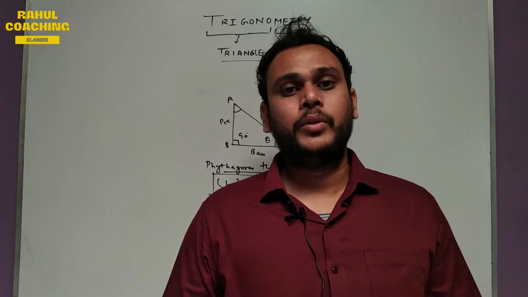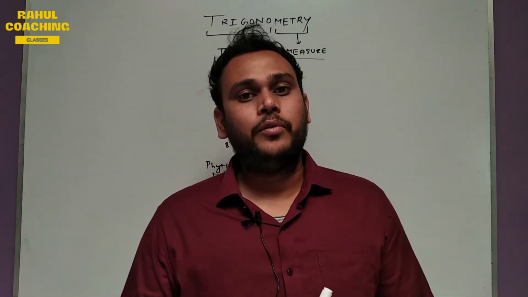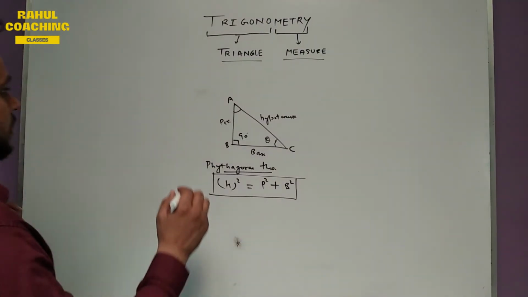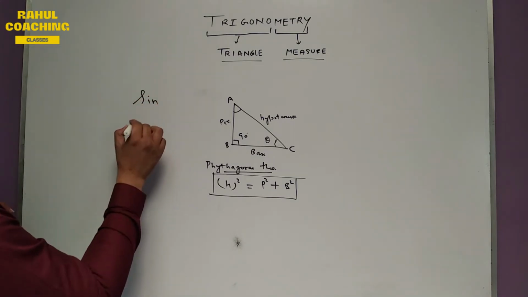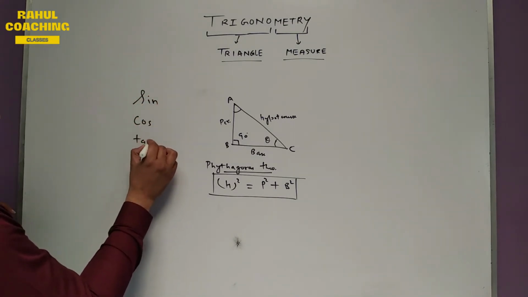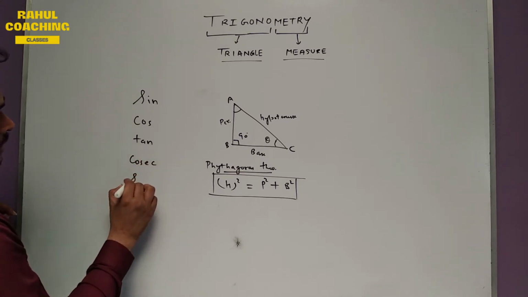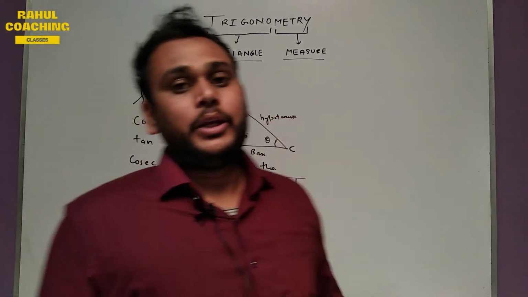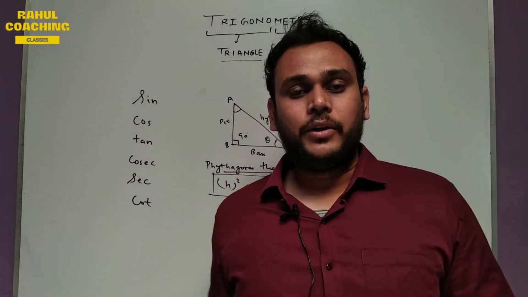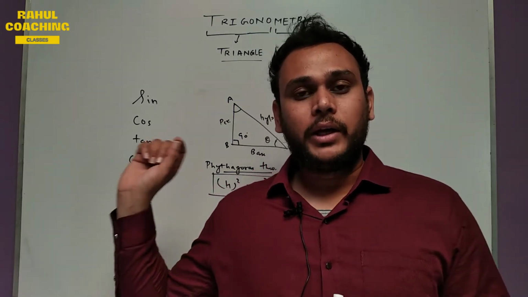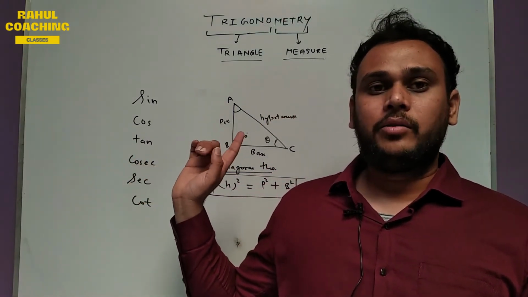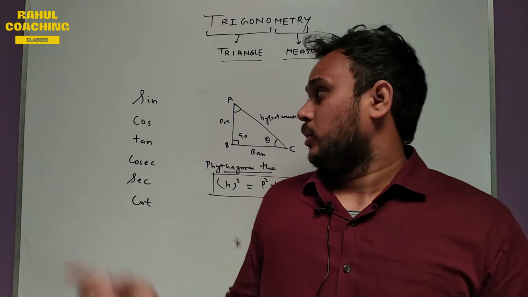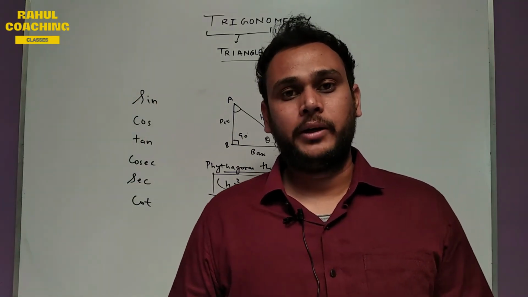How can we calculate? There are 6 types of trigonometric functions in trigonometry. These functions are, as you can see, sine, cos, tan, cosec, sec, cot. These are the 6 functions we use in trigonometry, and by using these functions we can calculate any angle of any triangle. Means in a right angle triangle we can calculate any angle or any side by using these 6 functions of trigonometry.